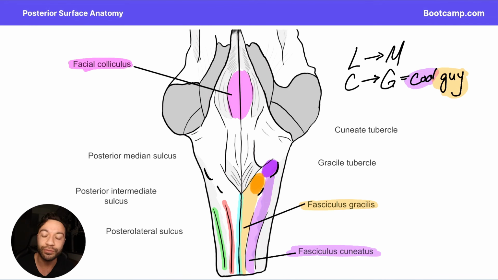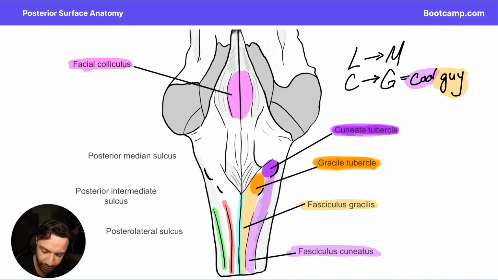here. So these are regions known as the gracile tubercle, here in orange, which is the continuation of that fasciculus gracilis, and the cuneate tubercle, which is the continuation of that fasciculus cuneatus. And deep to these tubercles, we have the nucleus gracilis and the nucleus cuneatus.